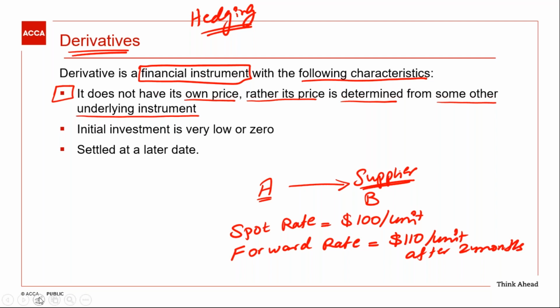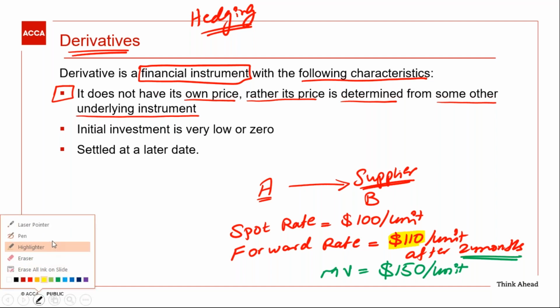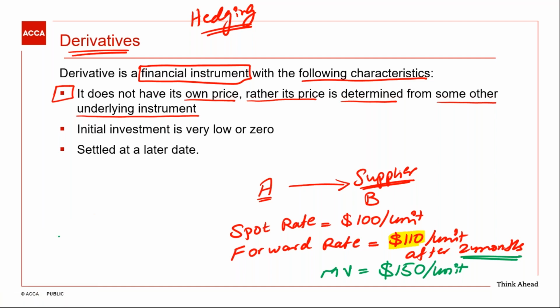Now let's suppose that after 2 months, the market value of these laptops rises to $150 per unit. And according to the contract, I am going to buy them for how much? 110. So how much value do I give to this contract? What is the value of the contract? What is the value of the forward rate agreement?